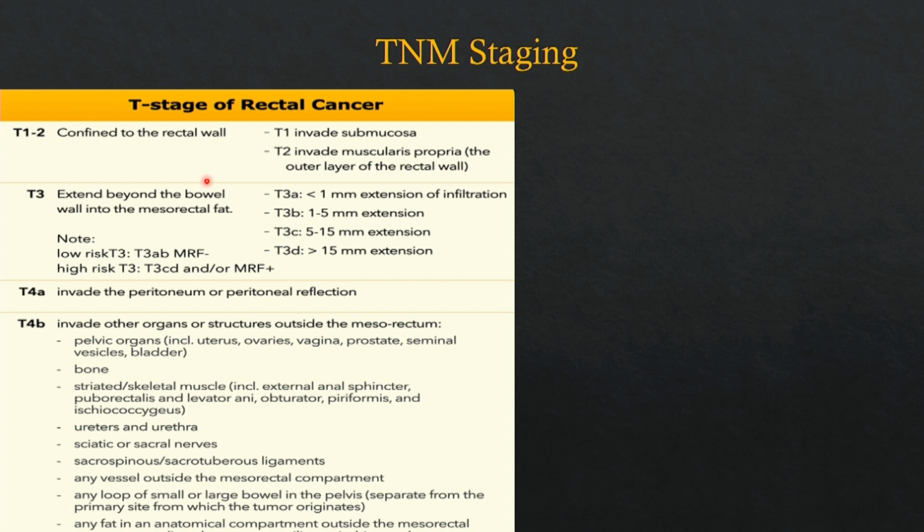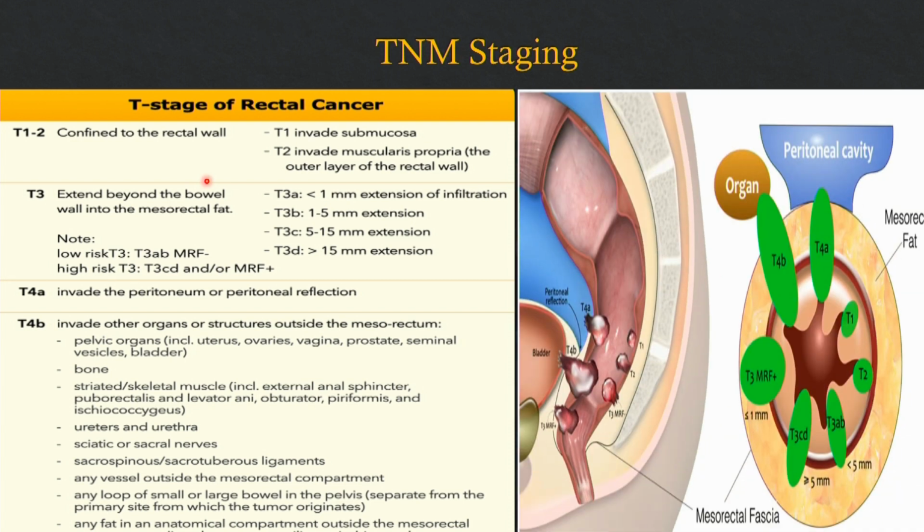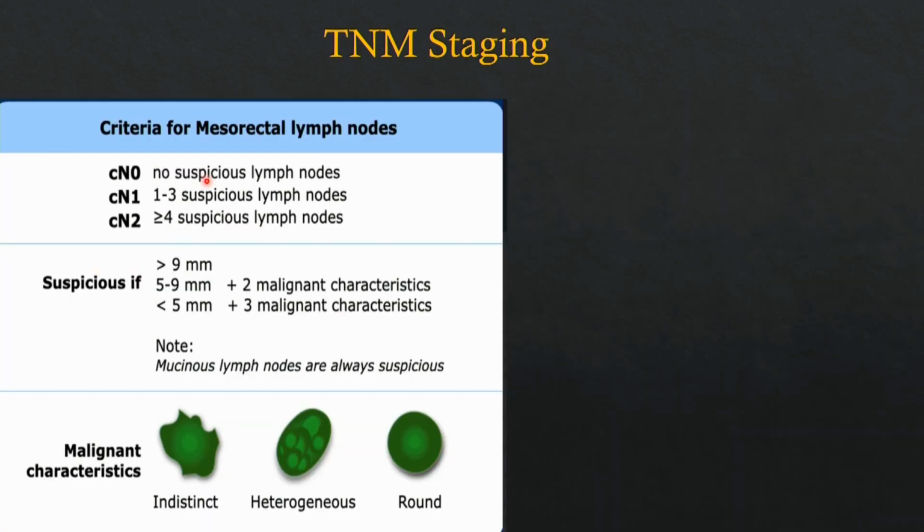In TNM staging, the rectum being a hollow viscus, invasion from the inside to the outside wall and adjacent structures defines its T staging. As we have seen, T1 and T2 are related to the rectal wall. T3 is beyond the bowel wall, where comes the importance of the mesorectal fat and fascia. T4 is invasion into the adjacent structures.